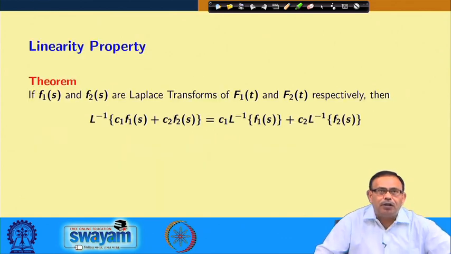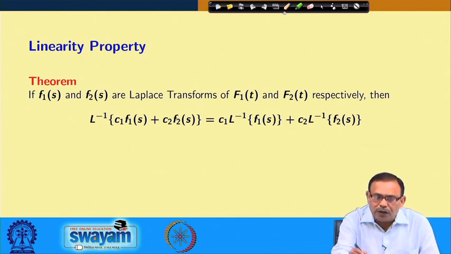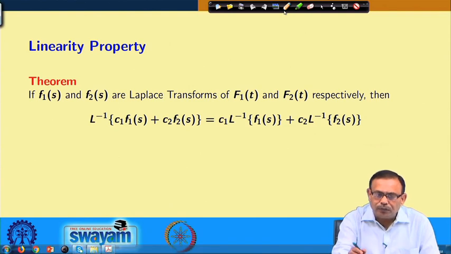The first property is the linearity property. Just like in the Laplace transform, we had the linearity property, in inverse Laplace transform also we have the linearity property. If F1(s) and F2(s) are Laplace transforms of f1(t) and f2(t) respectively, then L inverse of C1 F1(s) plus C2 F2(s) is equal to C1 L inverse of F1(s) plus C2 L inverse of F2(s). Let us see the proof of this one.